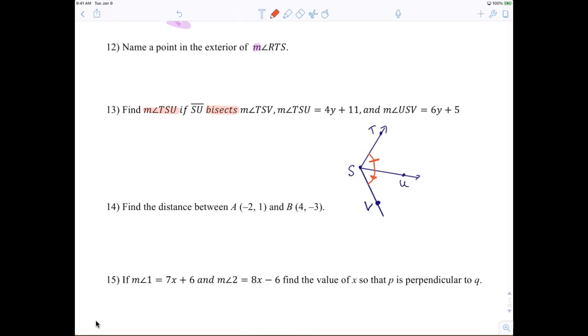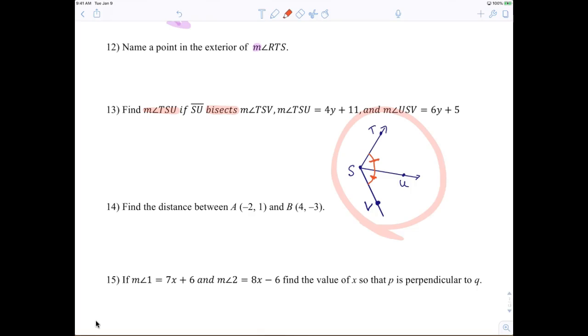Now, this is a good time to bring up, before we talk about the segment addition postulate, the angle addition postulate. Somebody define the angle addition postulate using this information right here. What would it say? Come on, speak up. TSU plus USV equals TSV. You're 100% correct.